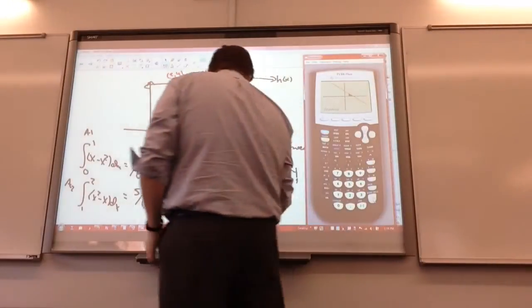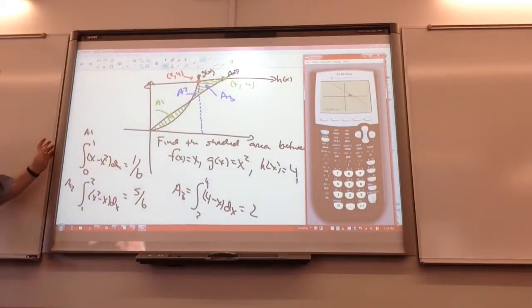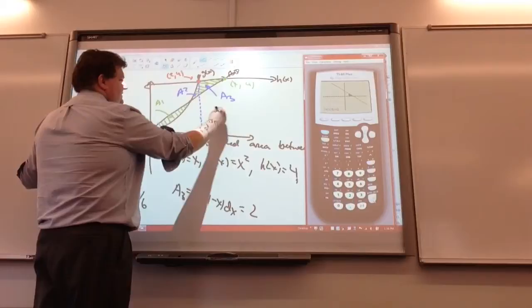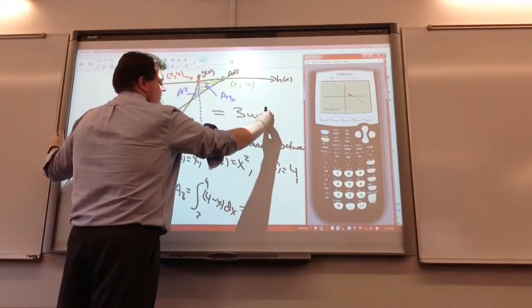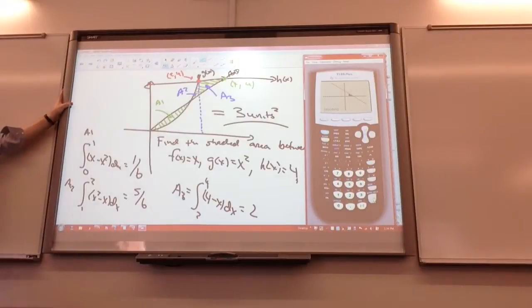So if I add all these together, 1/6 plus 5/6 plus 2, what's the shaded region's area? 3. Ta-da! But that's how you would handle multiple curves, just like this, okay?